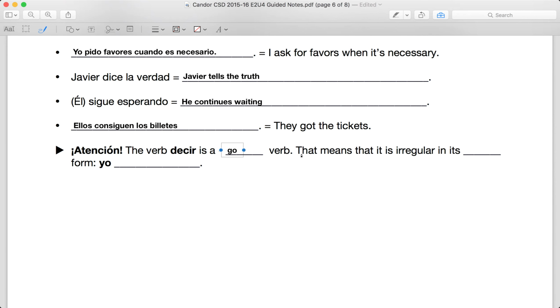Finally, last thing, remember, atención, the verb decir is a go verb. We've talked about this a little bit. We're going to talk about it more next time. But that basically means that it's irregular in its yo form. And so instead of it being yo diso or dico, it's going to be yo digo.